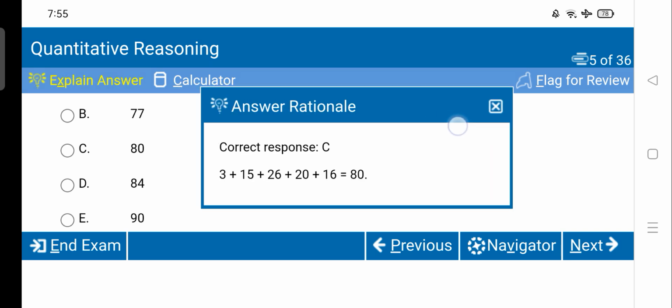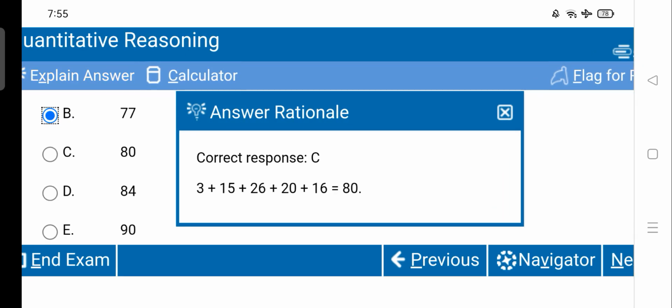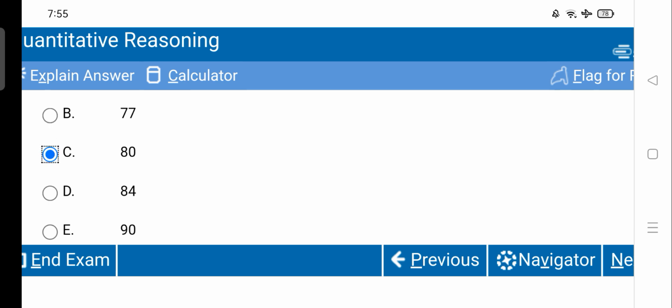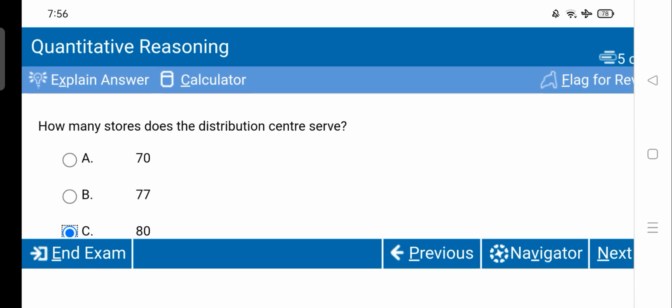So the correct response is C, that is 3 plus 15 plus 26 plus 20 plus 16 equals 80. That's how we have the correct option C, that's 80 stores the distribution center serves.